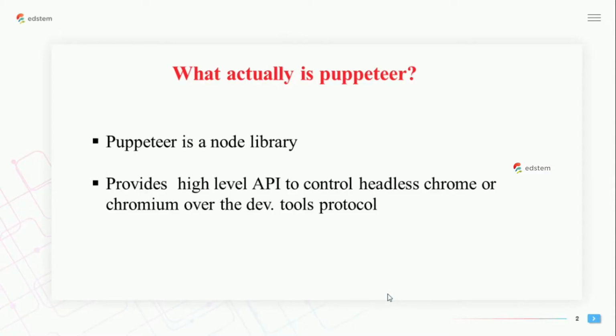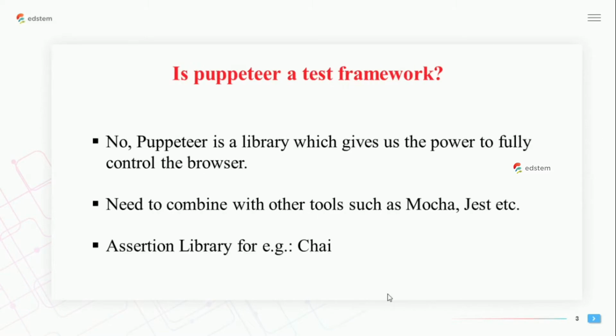What actually is Puppeteer? Puppeteer is a Node library which provides a high-level API to control headless Chrome or Chromium over the DevTools protocol. So the next question that arises will be, is Puppeteer a test framework? No, actually Puppeteer is just a library which gives us the power to fully control the browser. So we need to combine it with other tools such as Mocha, Jest etc. and an assertion library, for example Chai, to build a complete test automation framework.